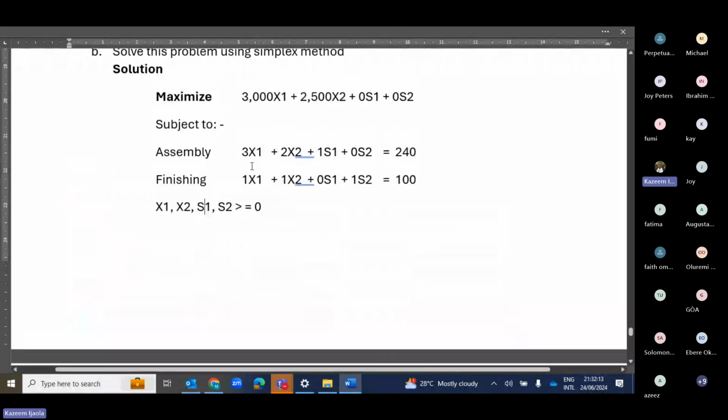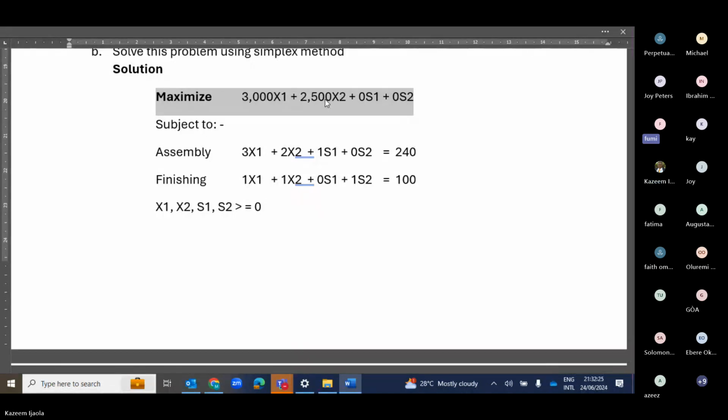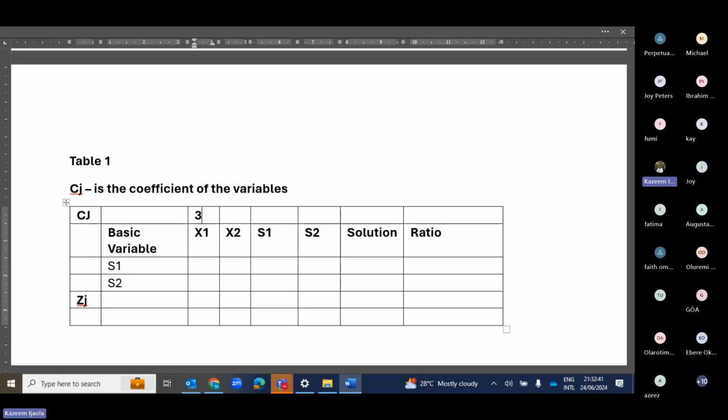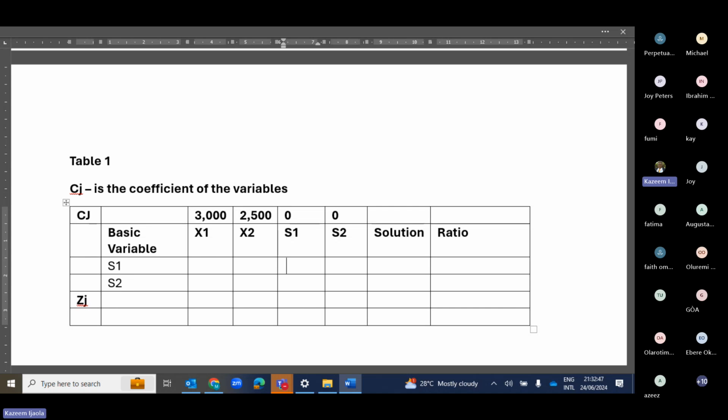So what is the CJ for X1 based on the objective function? Can somebody tell me the CJ of X1, please? 3,000. Okay, so X2 is what? 25. S1 is 0 and S2 is 0. So the number that is attached to each variable is your CJ. Here is 3,000, here is 25, here is 0, here is 0. That's your CJ.